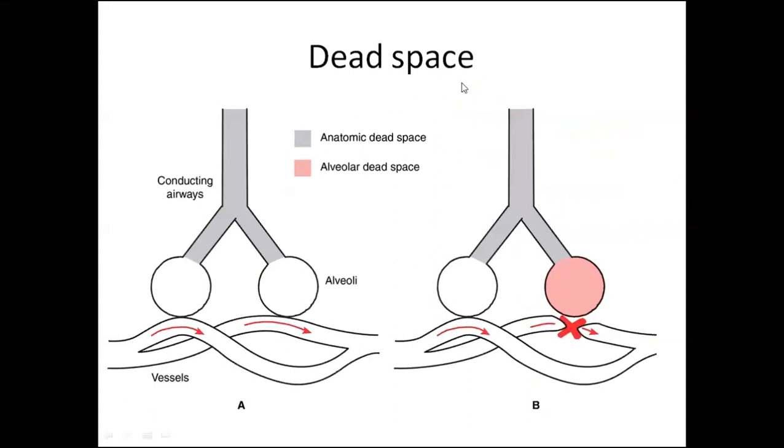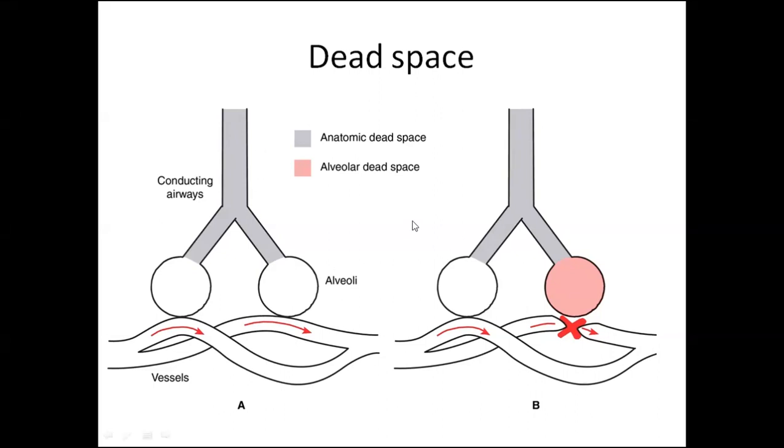One important concept is dead space ventilation. There are two types of dead space: anatomical dead space and alveolar dead space. Anatomical dead space is where gas exchange does not happen. It is mainly above the alveoli level and includes your trachea and bronchioles. Mainly it's the conducting zone. In the conducting zone, whatever air is there will not be used for diffusion.